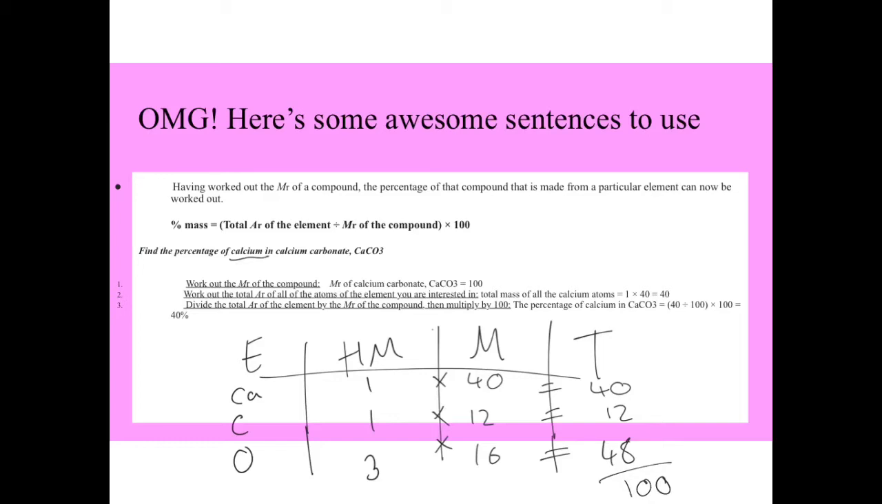So find calcium. Calcium is 40, so you do 40 over the total MR and times it by 100. Okay, and that will give you 40%. That's a nice easy one. So make sure you're doing it over the total, not just a random number. So find the element they're asking for and do it over the total MR.